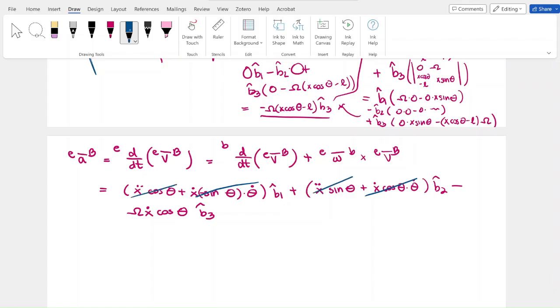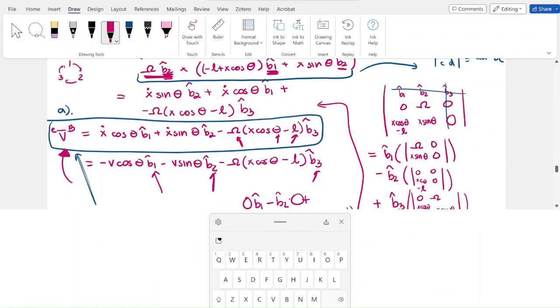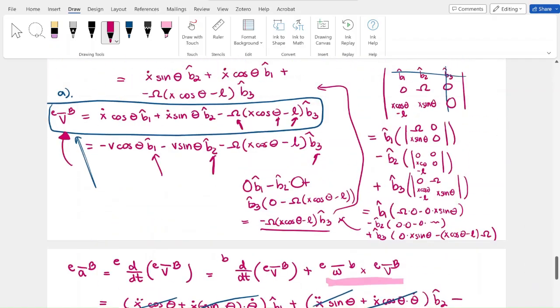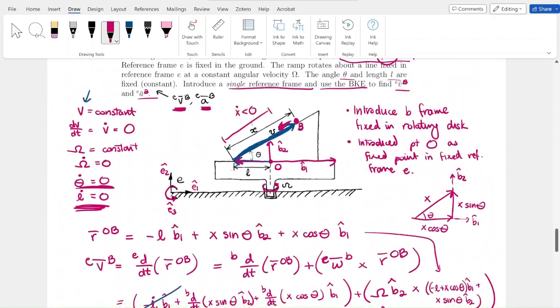Okay, so now we have to add the cross product term. Let's not forget about that. So this term right here, all that stuff here. We're gonna have the same, what's the angular velocity of the B frame with respect to the E frame? We already found that up here.